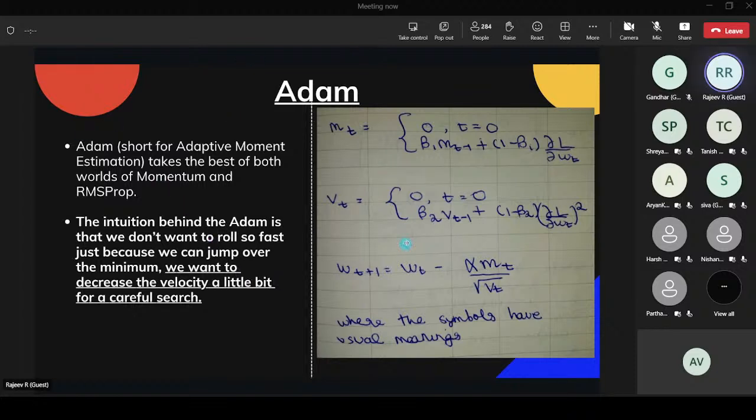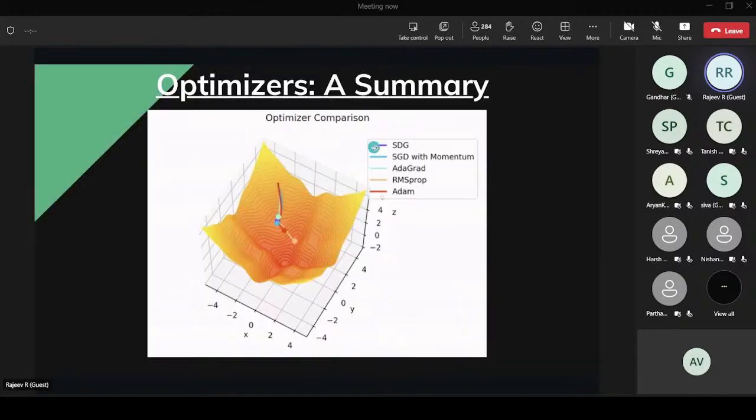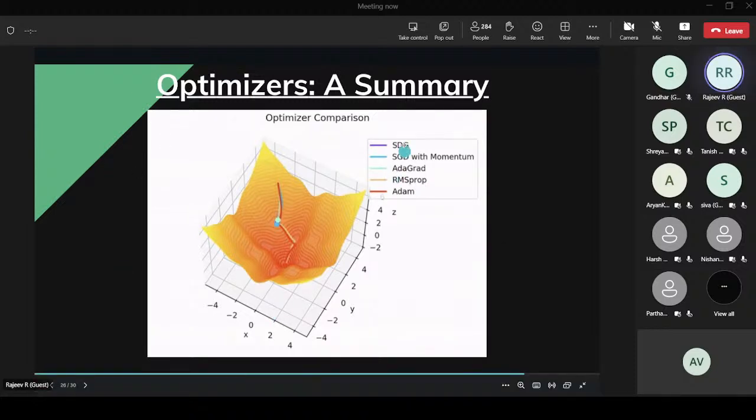So this is Adam in short. I'll be pictorially representing how Adam works, after a short look at my coding. We'll just be looking at a quick summary of whatever I've taught till now. So what did I speak about in this lecture?